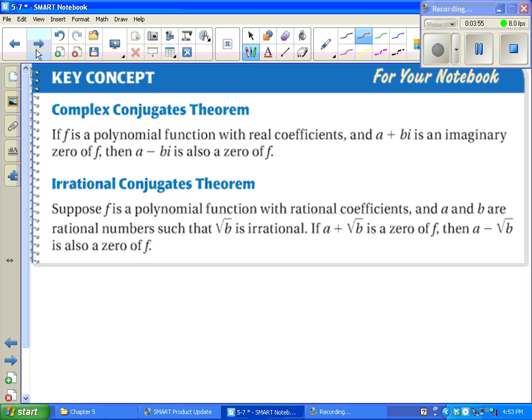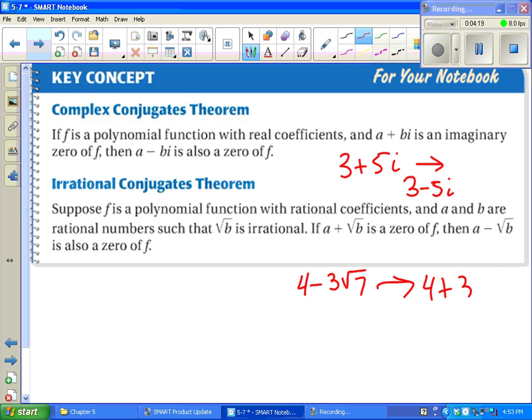Complex conjugates theorem. This tells us if you know a zero, for instance, if I know 3 plus 5i is a zero, turns out that 3 minus 5i is also going to be a zero. Zeros come in conjugate pairs. That's true for imaginary numbers and irrational numbers. So for instance, if 4 minus 3 square root of 7 is a zero, 4 plus 3 square root of 7 is a zero. We haven't really worked with conjugates since we were simplifying fractions with square roots in the bottom, but they're coming back for this lesson. We'll see how that applies shortly.